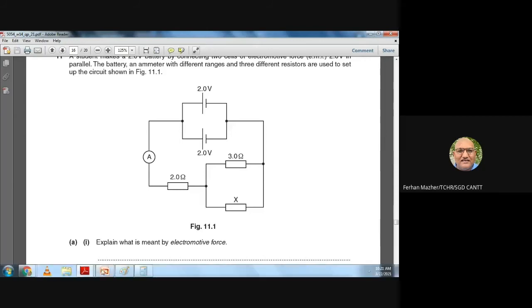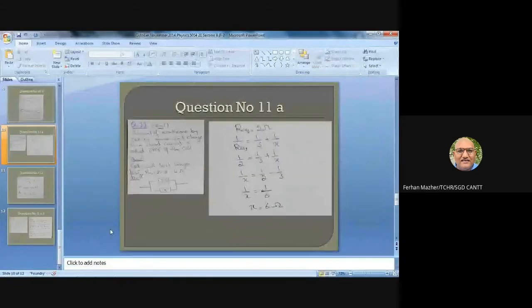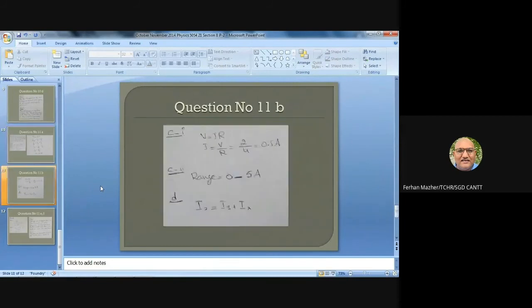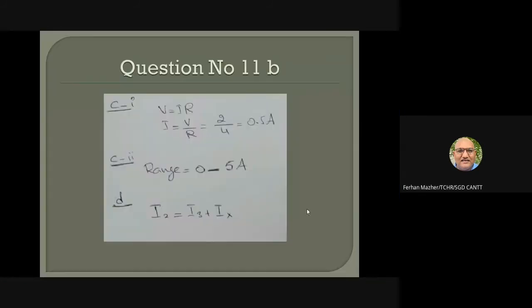I have done this on paper. Let me show you my work. So V is equal to IR. I is the question, the reading on the ammeter, and the voltage of the battery is 2, and the total resistance of the whole circuit is 4. So 2 divided by 4 will be 0.5 ampere. So 0.5 ampere current is coming out of the battery.